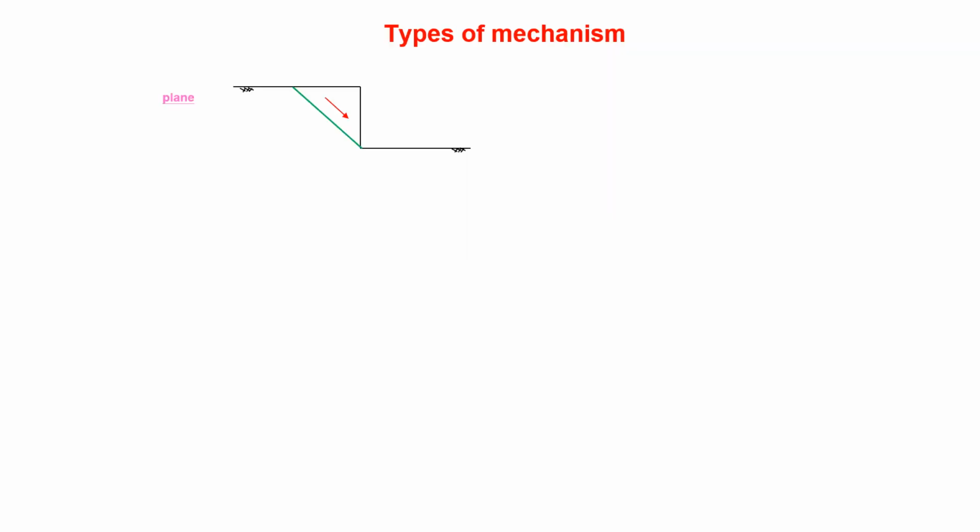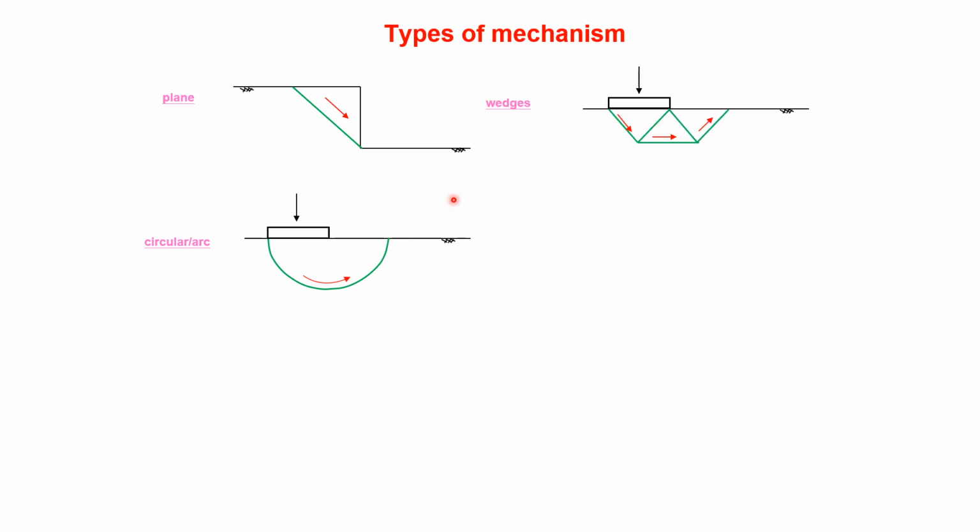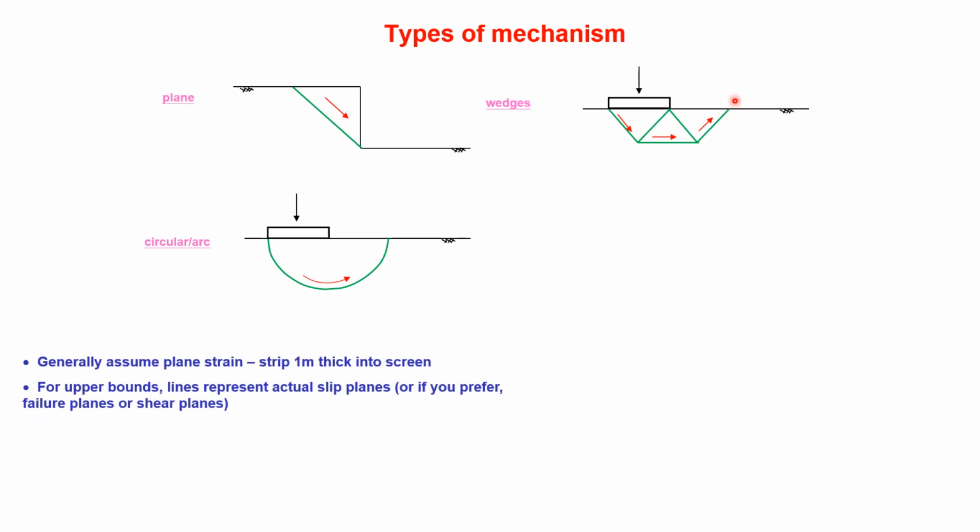Well, what type of mechanisms can you have? If you had something like a retaining wall, you might have a simple plane failure like that. You could have circles or arcs, which we'll look at. These are wedges or triangles that we've been doing. We've done 2, we'll do 3 in a minute. And don't forget, everything is 1 meter thick into the screen.